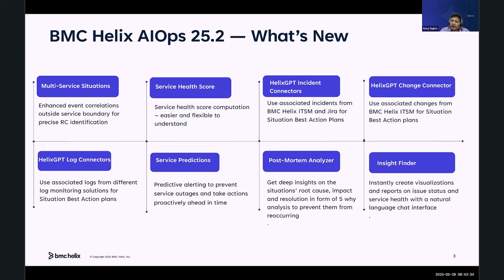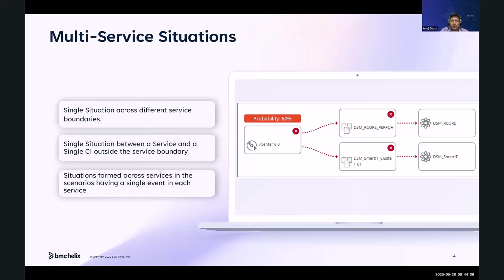And with the insight finder capability, I think we are leveraging our business intelligence to the next level by letting the users interact with our Helix GPT in a much more chat-like manner, create these visualizations on the fly as part of the troubleshooting and diagnostics, and then be able to save those dashboards for further collaboration. Okay, so in a nutshell, these are the key capabilities that we have, and I'm going to get into some more details on some of these.